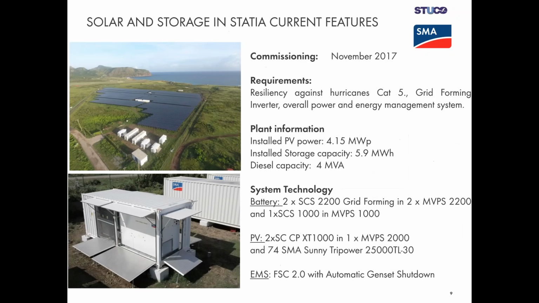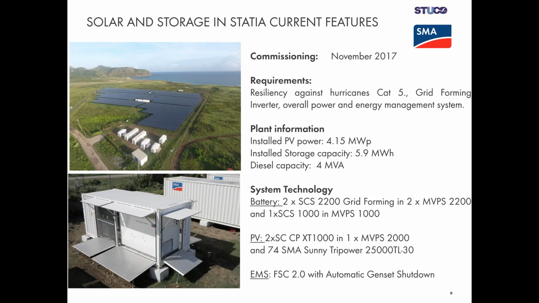The following picture gives a summary of the solar park on St. Eustatius. The left gives you an overview of the solar park and the systems, and the written part indicates that we're Cat 5. We have 4.15 megawatts of PV power installed, 5.9 megawatt hours of battery energy, and with 4 MVA of diesel capacity.